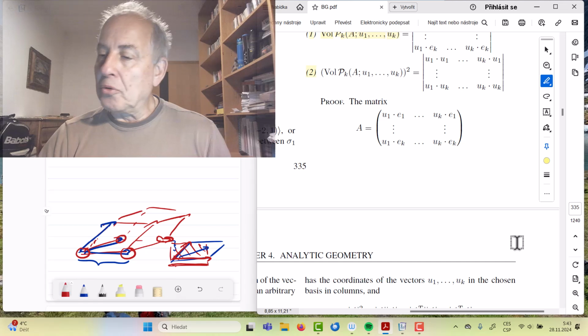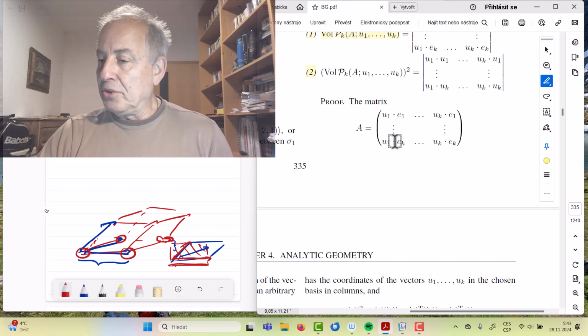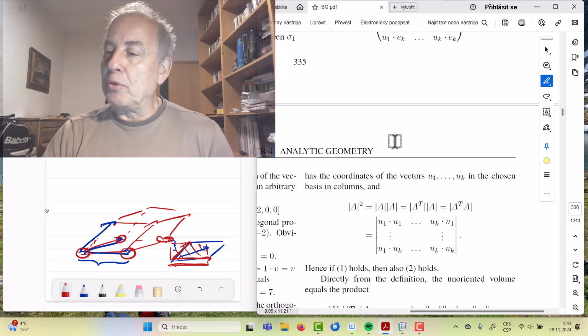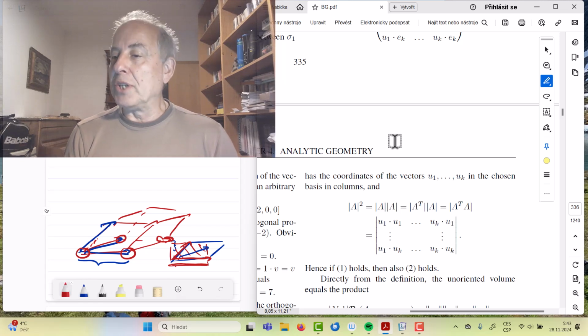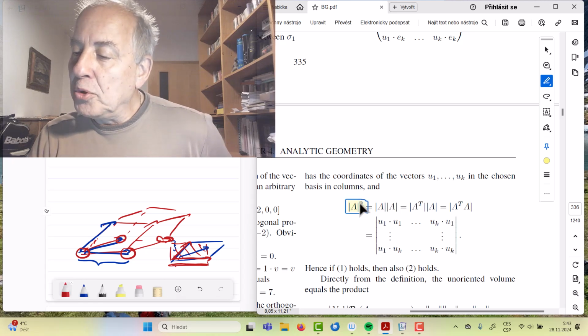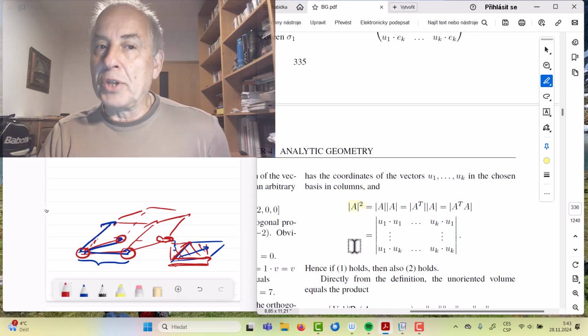Right, so how does it work? So first of all, here is the description of how the matrix is given, and now the explanation why we have to expect this thing, which looks like a miracle at first glance, is that if I compute the square of the determinant, what happens?